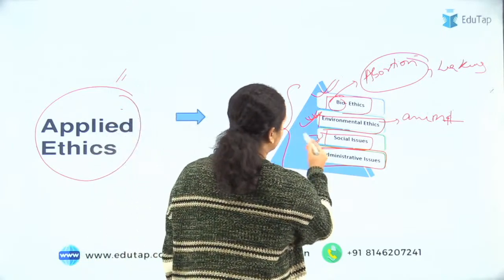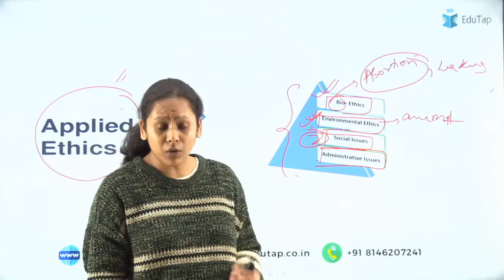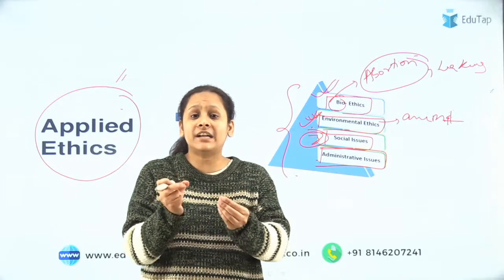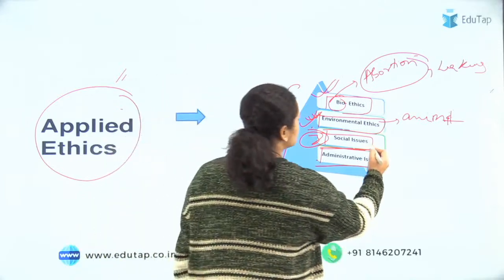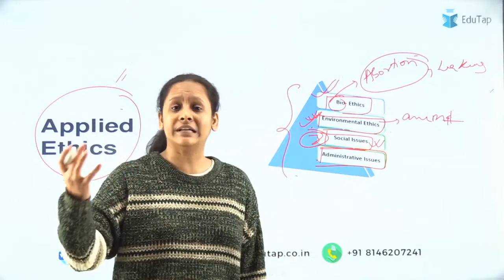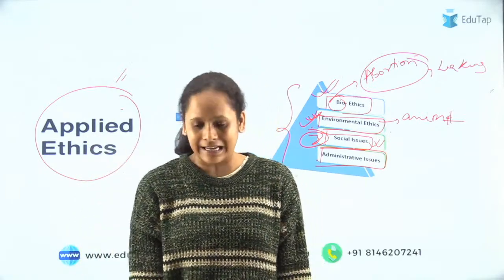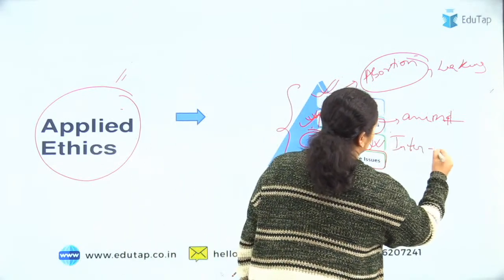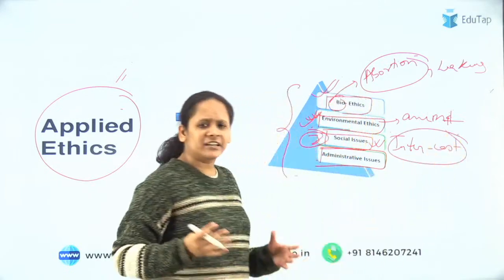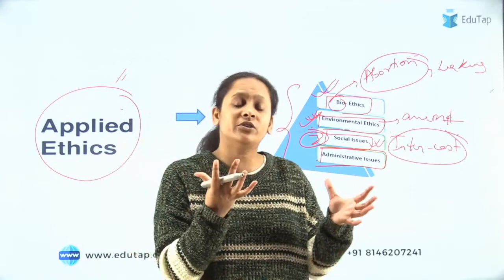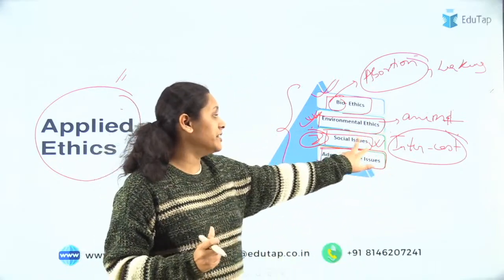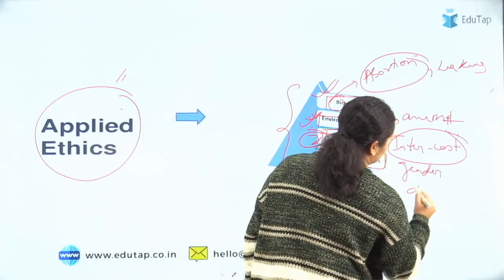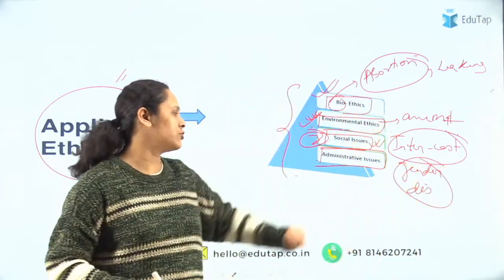Now the next type of ethics is social issues related ethics. So what is ethics related to social issues? The social issues which we face in our day-to-day lives. That is what is known as social issue related ethics. What can be a good example here? Let's say the concept of intercaste marriage. A lot of people feel that intercaste marriage is not ethical. A few people feel that it is okay. All these things can come under social issues. Or let's say gender discrimination. This can also come under the example of social issues.